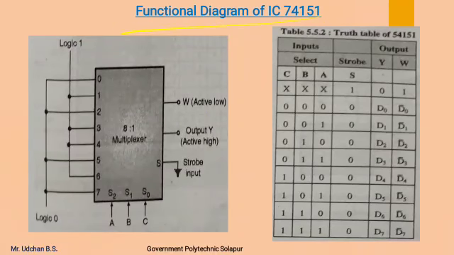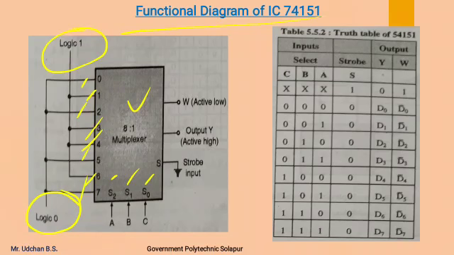Next, this is the functional diagram of IC 74151. The 74151 is an 8:1 multiplexer, which has 3 select inputs S0, S1, S2 and 8 data inputs from 0 to 7. From this, data inputs 1, 3, 4, 6 are connected to logic 1 and data inputs 0, 2, 5 and 7 are connected to logic 0. That is, inputs are provided to the 8 data lines.